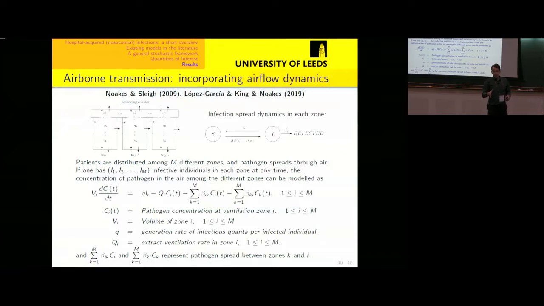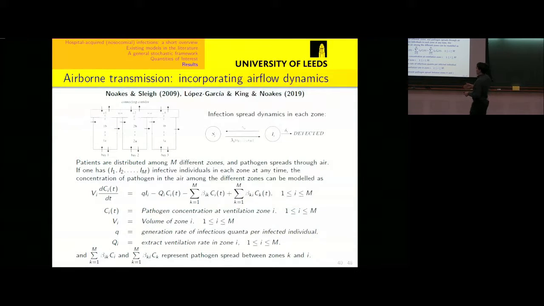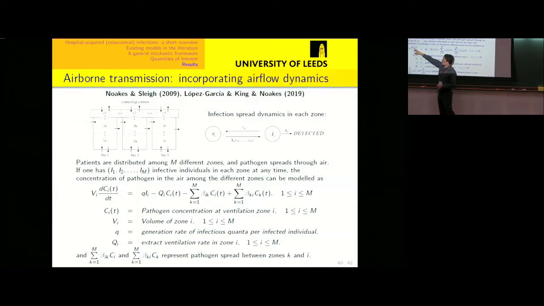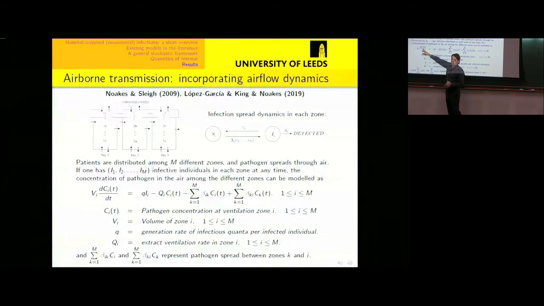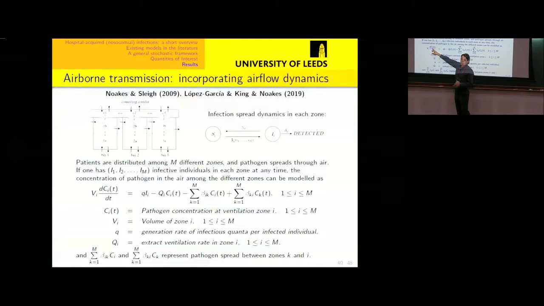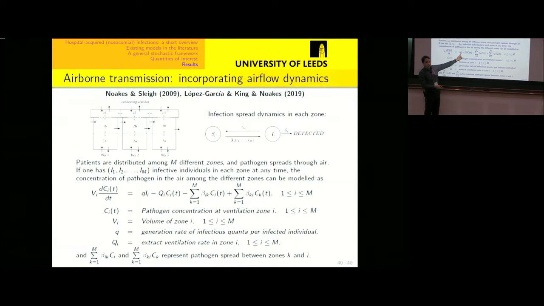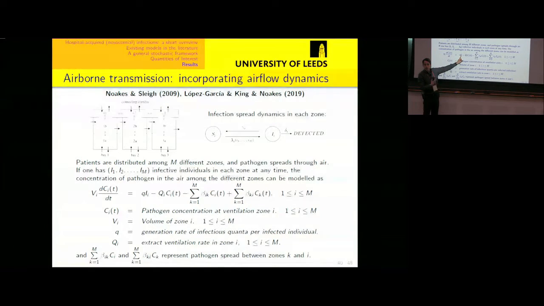This is a deterministic model for the spread of pathogen, and they propose this system of ODEs for how the concentration of pathogen varies through time in each area. Now, how are these ODEs designed? So this concentration of pathogen is going to increase because infective individuals are producing pathogen by breathing.